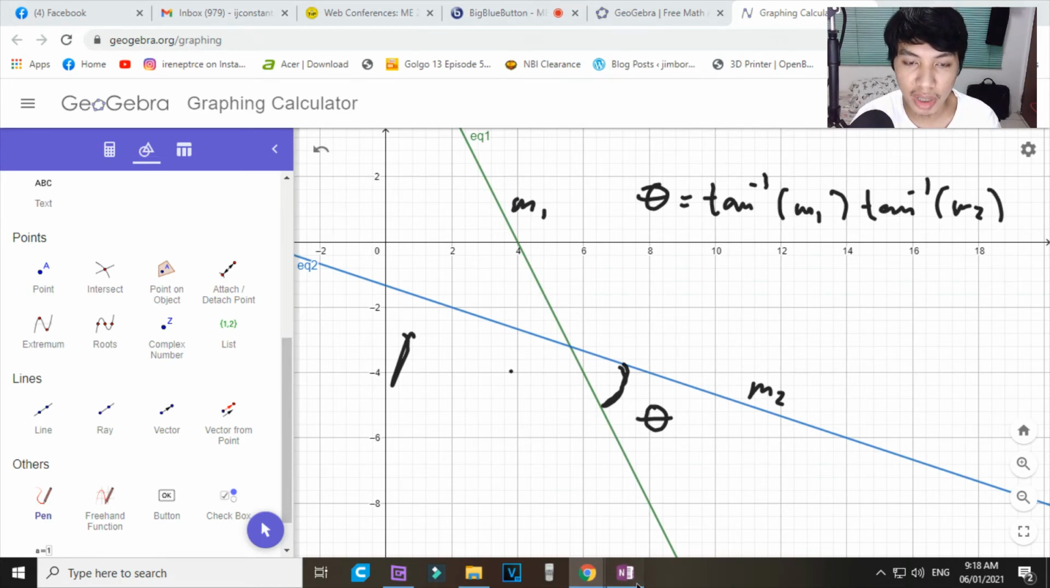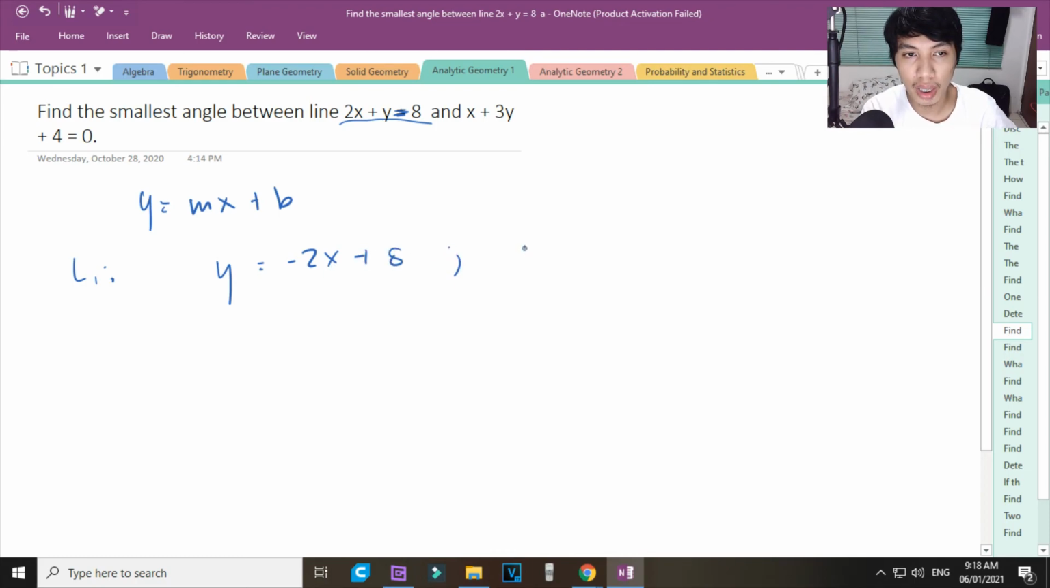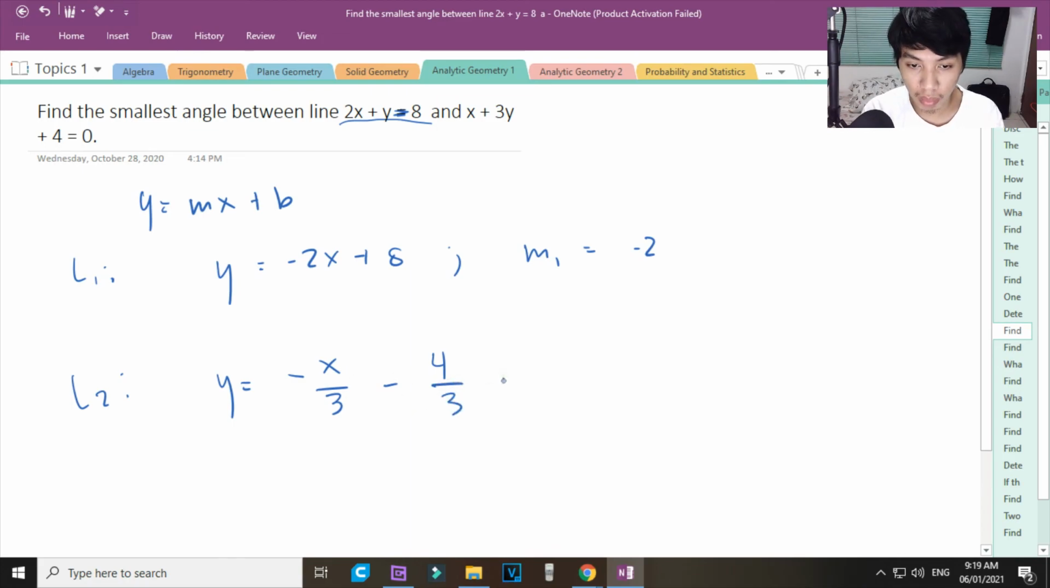Ngayon, madali nang malaman yon kasi given na yung kanilang equation. Going back, gawin natin silang y is equal to mx plus b. For line 1, that is y equal to negative 2x plus 8. Therefore, ang m nito, M1, is negative 2. For L2, yung y is equal to, lipat again natin, negative x over 3 minus 4 over 3. Therefore, M2 is negative 1/3.